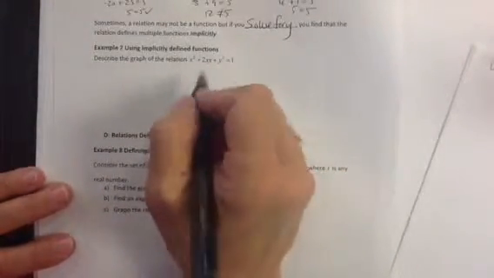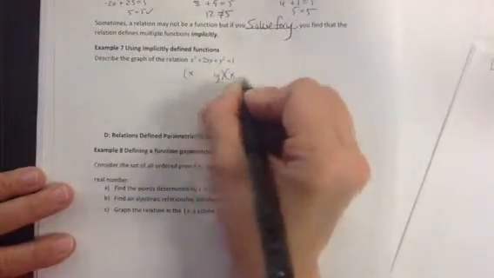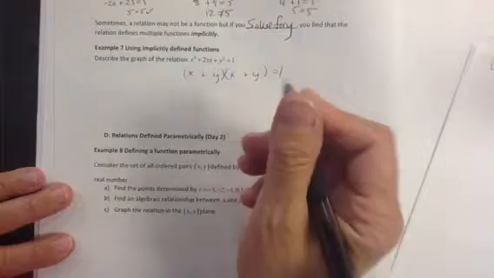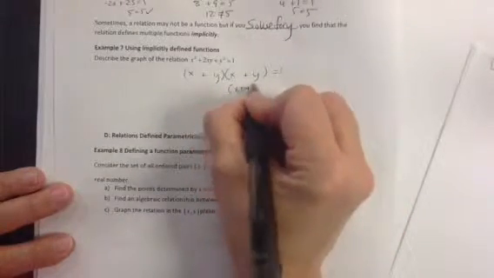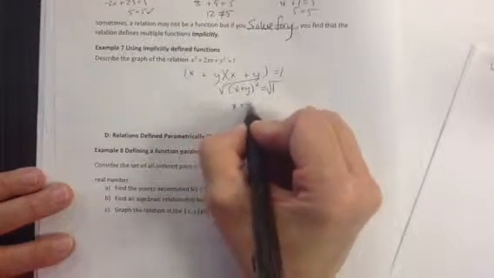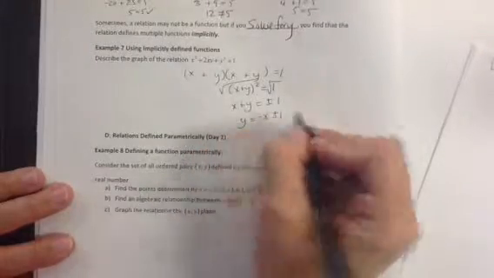Sometimes a relation may not be a function, but if you solve for y, you will find that the relation defines multiple functions. This one is very difficult to put into your calculator, so we're going to factor this. X and x, y and y. I've got it factored. So now I'm going to rewrite it, and we want to solve for y, so we square root both sides. So now I have x plus y equals plus or minus 1. So y is going to be minus x plus or minus 1.